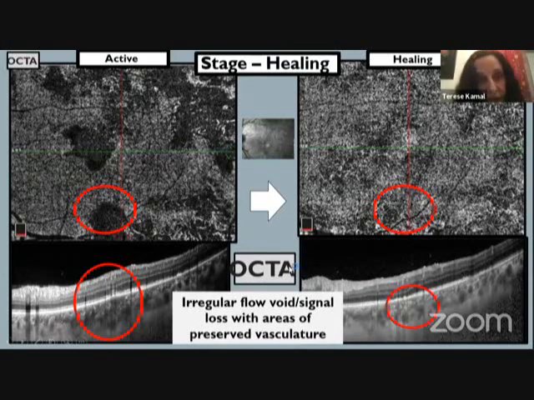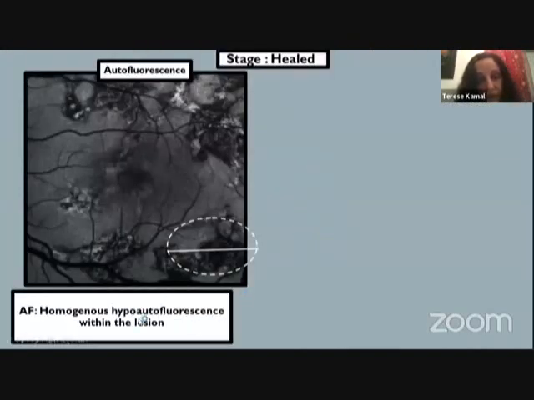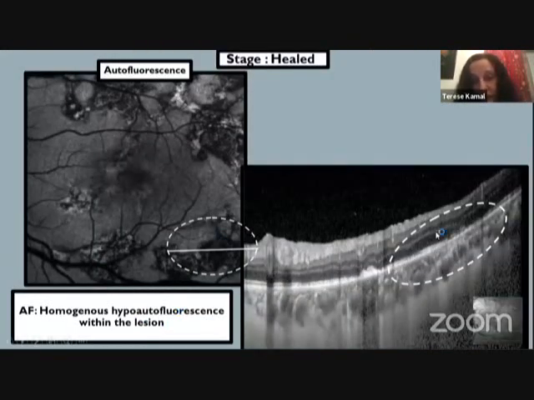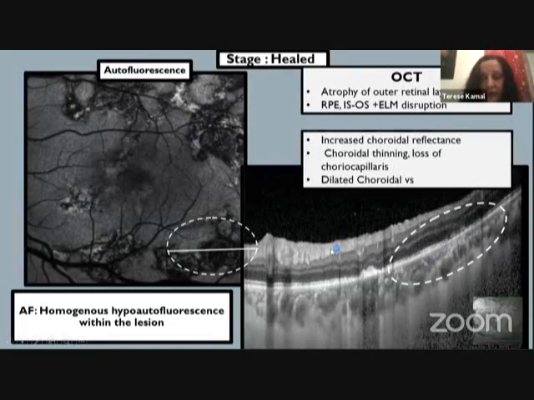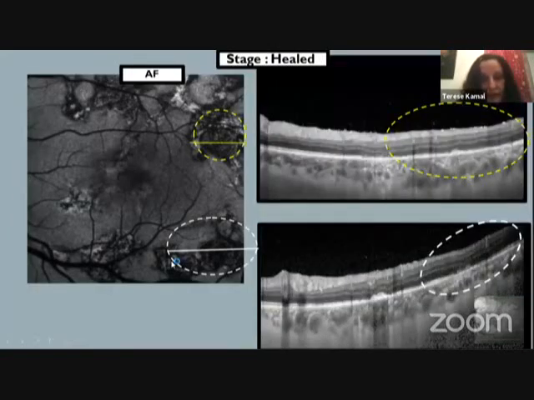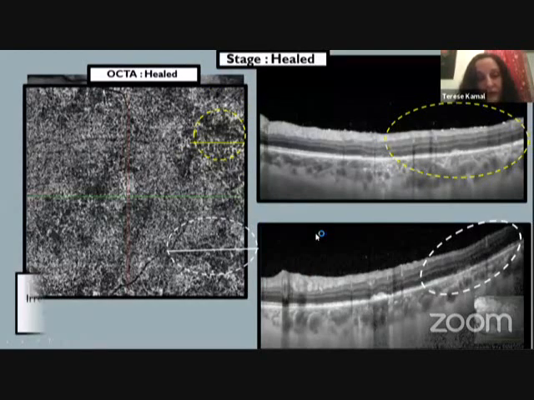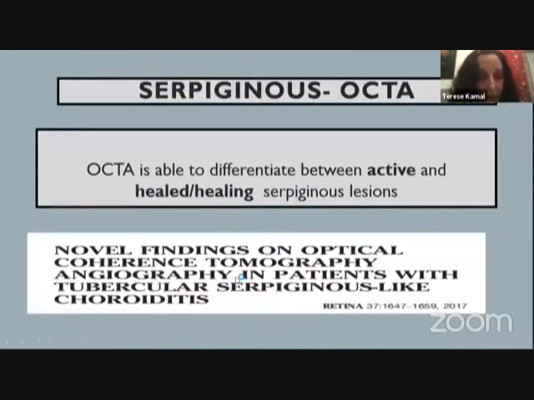The healed stage by autofluorescence would start to show a more homogeneous appearance within the lesion, a homogeneous hypoautofluorescent appearance. And by OCT, we can see that these patients will start to have a restored appearance of the outer layers, atrophy of the overlying inner layers, and actually thinning of the choriocapillaris with the choroidal vessels. And by OCTA, again, it would start to show areas of irregular flow void with prominent underlying choroidal vessels. And these novel findings were described in an article that was published in 2017.